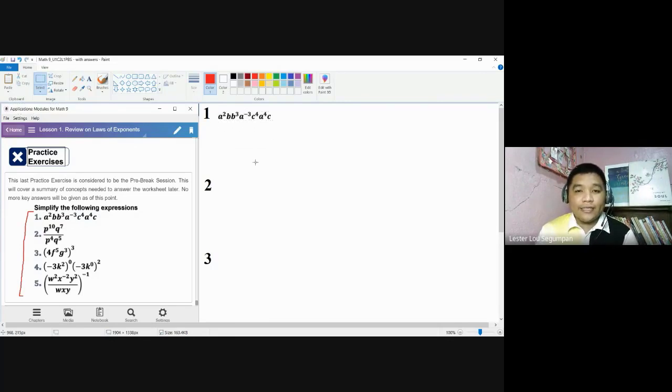All of the factors here or terms are placed side by side, and therefore we are going to use the multiplication law since all of the terms here are multiplied to each other. In the multiplication law of exponents, we simply need to copy the base and add the exponents. But wait, when you say add the exponents, make sure that we are talking about the exponents of the same bases. In this case, let's start with the first base, a, and add the exponents of all terms with base a.